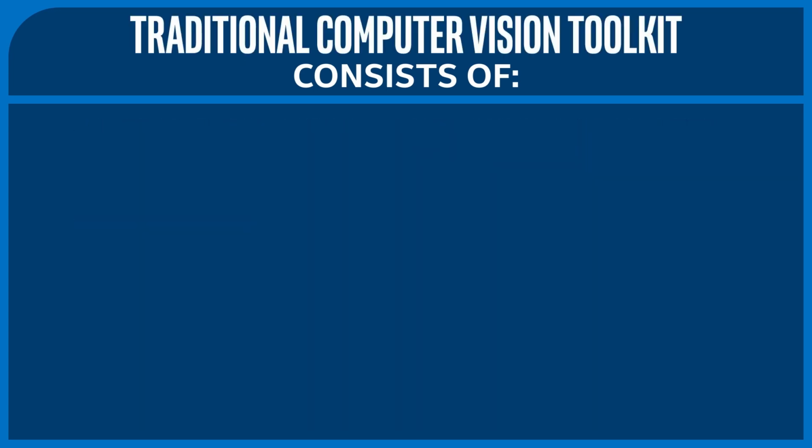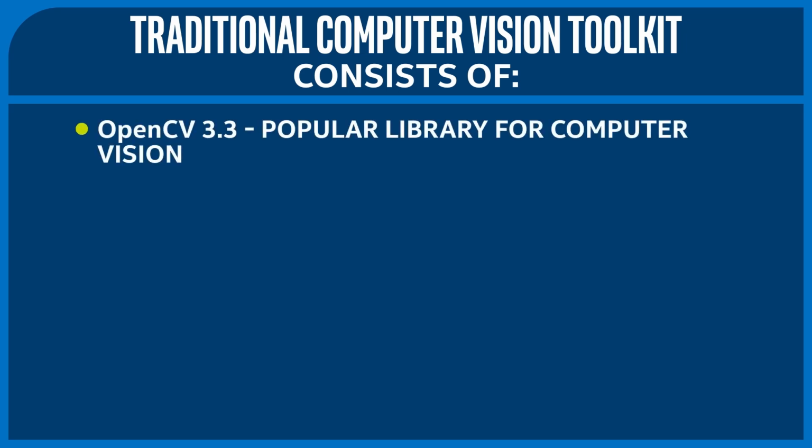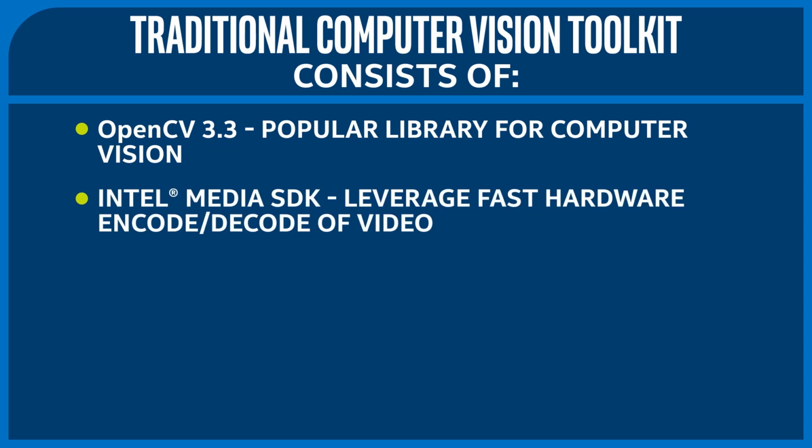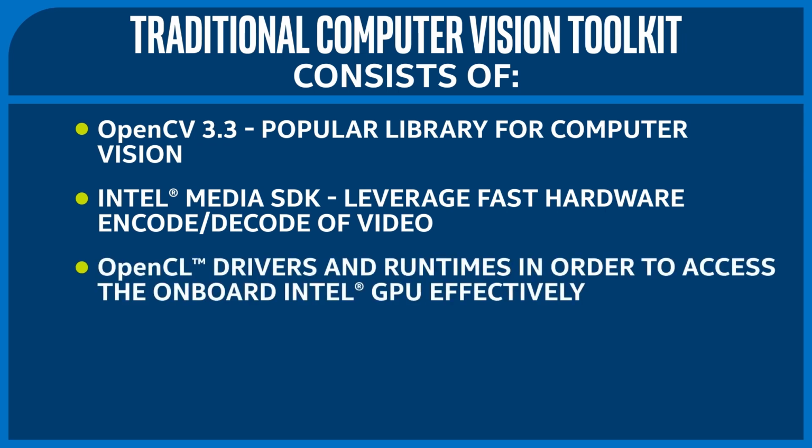On the other hand, the traditional computer vision toolkit consists of OpenCV 3.3, which is a popular library for computer vision, the Intel Media SDK used to leverage fast hardware encode and decode of video, and OpenCL drivers and runtimes in order to access the onboard Intel GPU effectively.